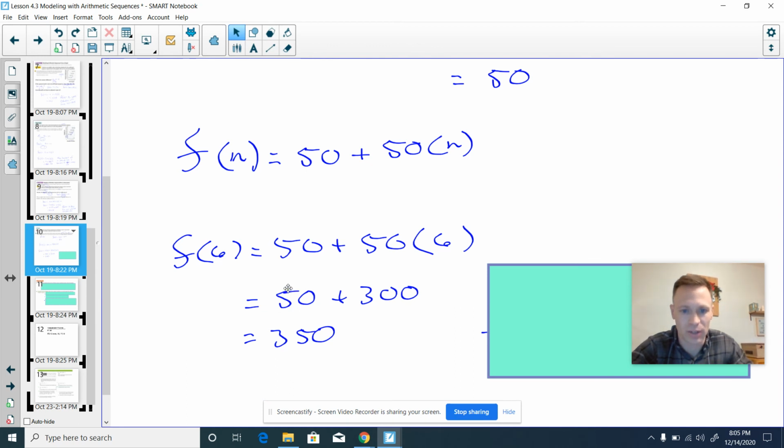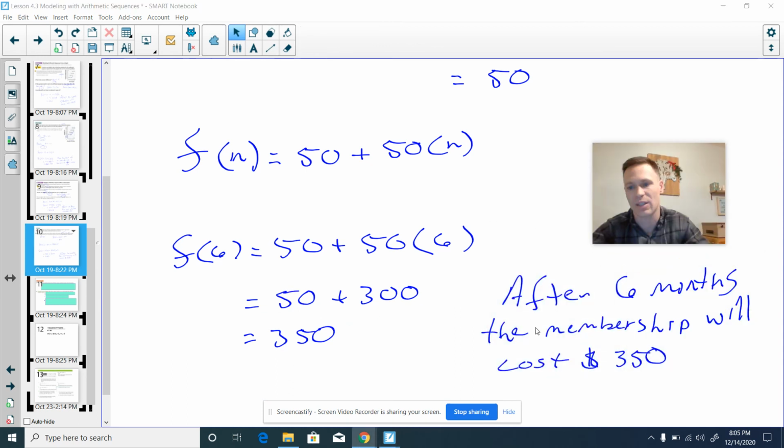And then I take that 300 and I add it to 50. I get 350. What does that mean in the context of the problem? What that means is that after 6 months, the membership will cost the gym member $350.